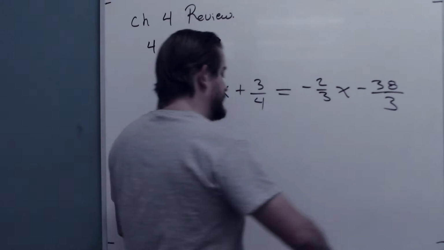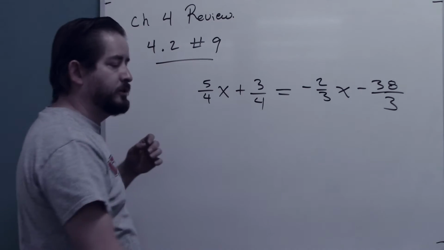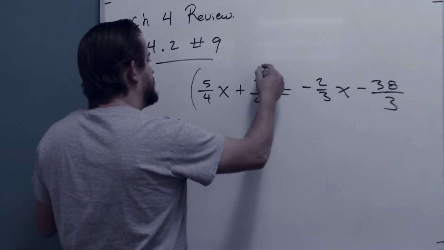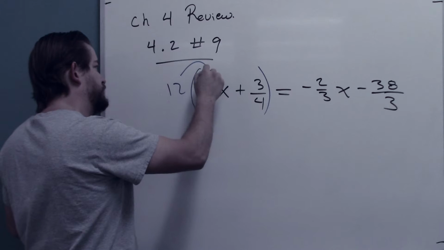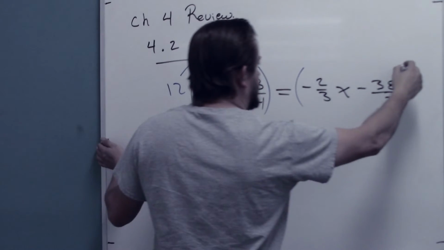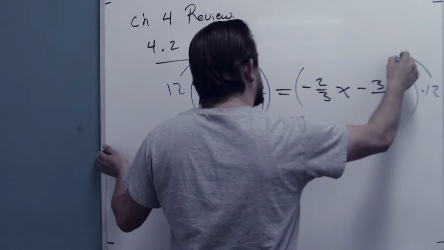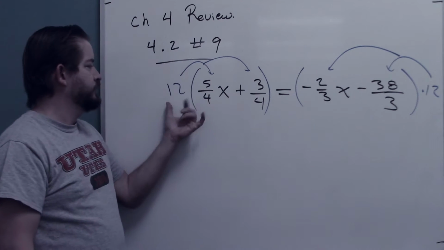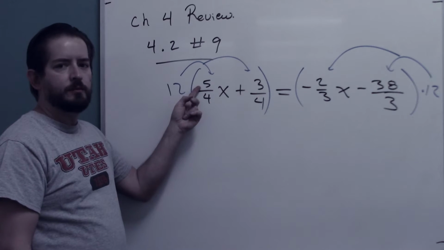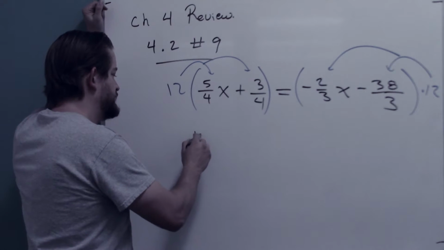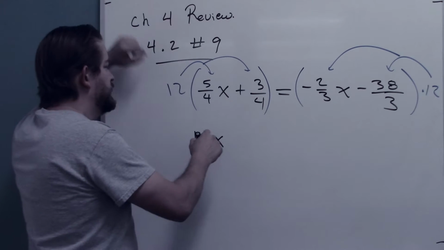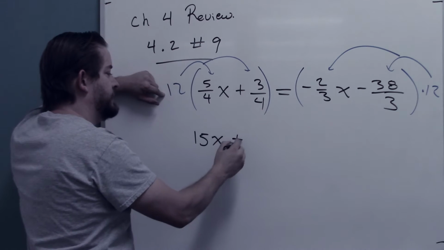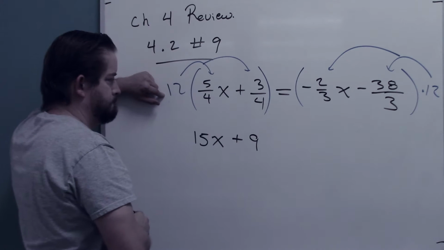So I'm going to clear that all out by multiplying everything by 12, my lowest common multiple of the denominators. So multiply this by 12, that 12 of course distributes through, and I'll multiply this by 12, and that 12 of course distributes through. So when I multiply the 12 in here, the 12 will cancel with the 4 to leave me with a 3 that multiplies to the 5 to give me 15x. The 12 multiplies into here, that cancels again to leave me with a 3 that multiplies by the 3 to give me a 9.